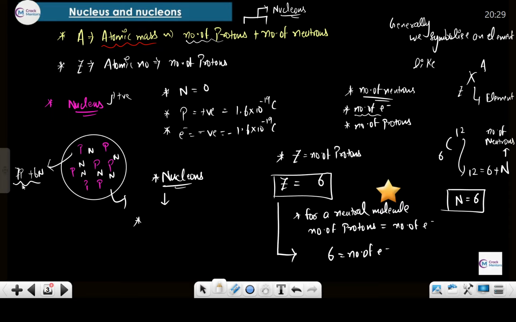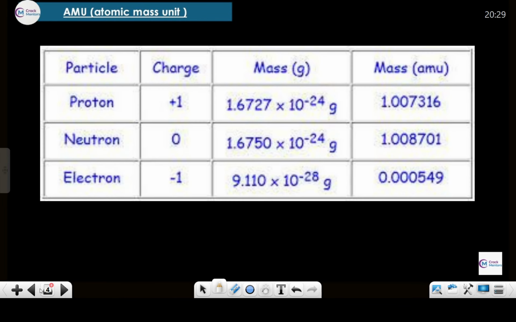So what is the number of nucleons present in it? The number of nucleons is nothing but 13. So nucleons is the sum of the number of protons as well as the number of neutrons. Okay, I'm moving ahead. I'm thinking that it is clear to you.